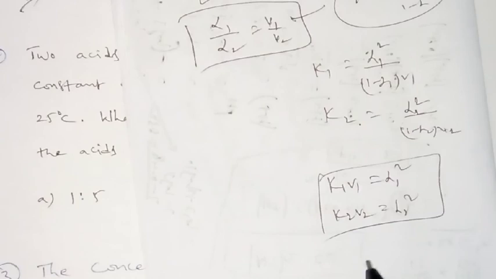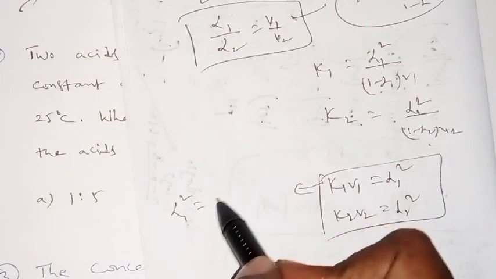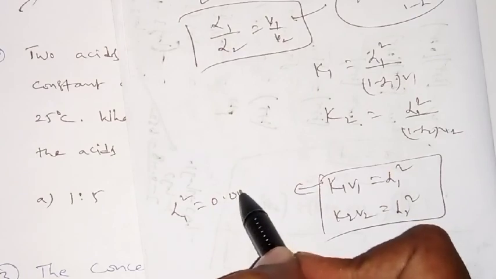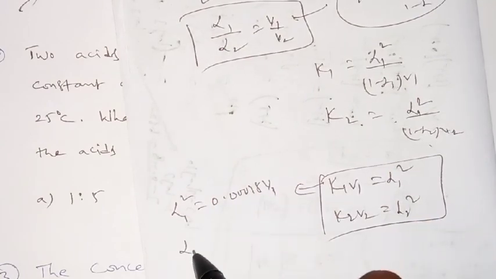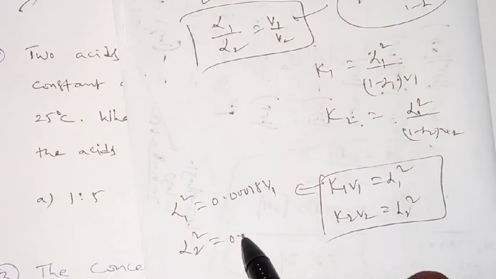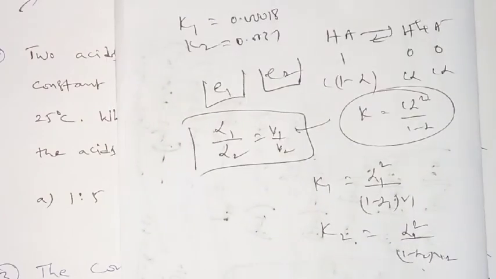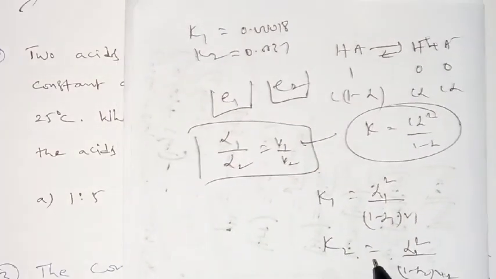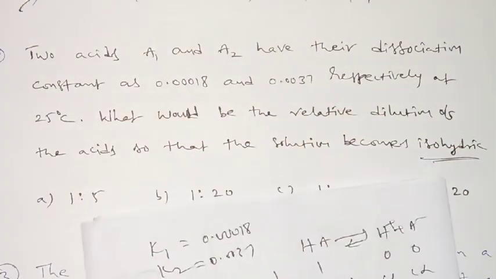So alpha 1 square equals 0.00018 V1. Is it okay? Alpha 2 square equals 0.0037 V2. Is it okay? Because the K1 and K2 values are given in the question. Is it clear? K1 and K2 are the two dissociation constants, values given, and these are isohydric, so at that time you have to apply this.